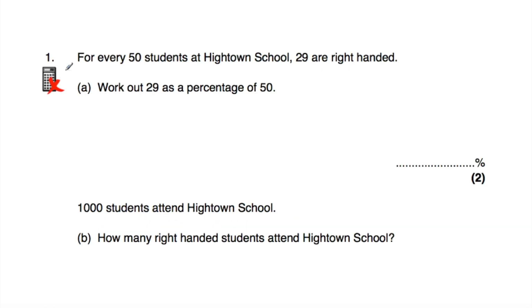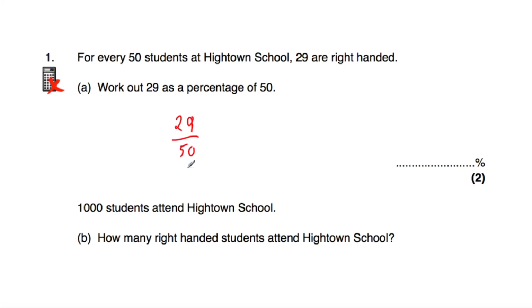Okay, so question number one. Question number one is a non-calculator question, and we're told for every 50 students at Hightown School, 29 are right-handed. In part A, we've been asked to work out 29 as a percentage of 50. If I was given a question like this, the first thing I would do is write it as a fraction. So we want to write 29 as a percentage of 50, and I'm going to write 29 as a fraction of 50 to begin with. That would be 29 out of 50, so 29 50ths. So we've now got a fraction where the denominator is 50.